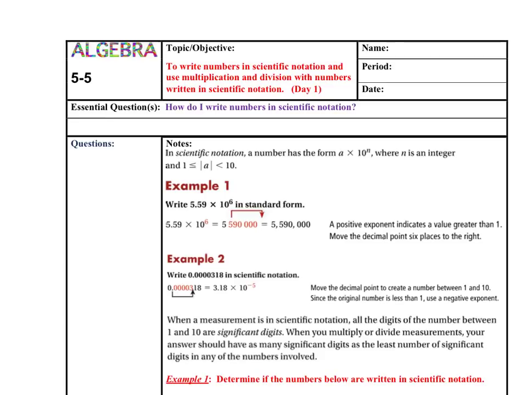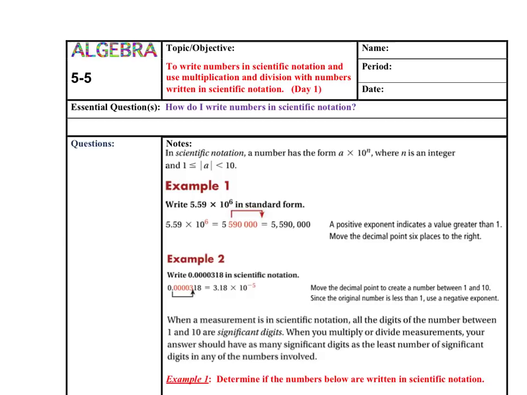Okay, today we're looking at numbers in scientific notation, which maybe you've seen in a science class before. And our first sentence here on our notes shows us what this definition is. A number in the form a times 10 to the n, where n is an integer and 1 is less than or equal to the absolute value of a, which is less than 10.